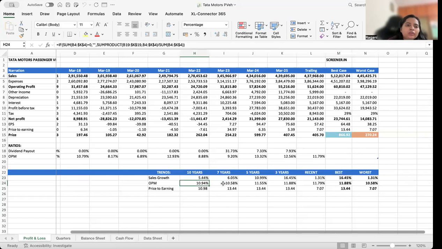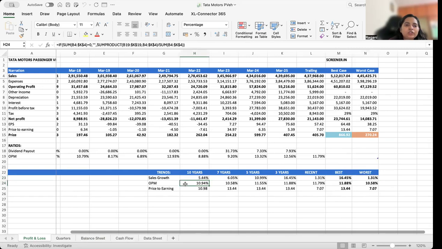For OPM I used the IF function. Then I calculated best case for OPM and worst case. I used the minimum function for the worst case calculations. Calculating worst case, first I calculated 10 years of sales growth, 7, 5, 3, and recent. After that, I used the minimum for the worst case calculation.